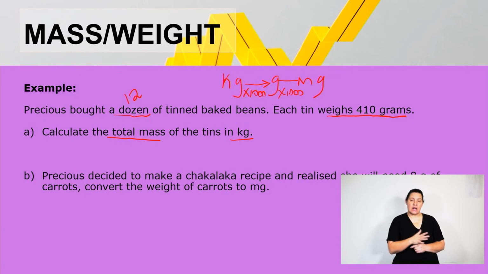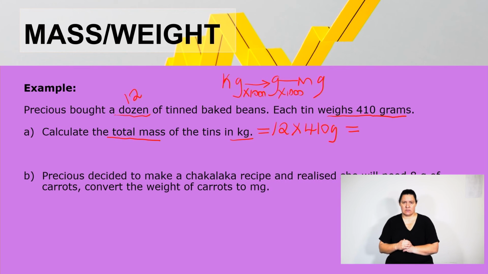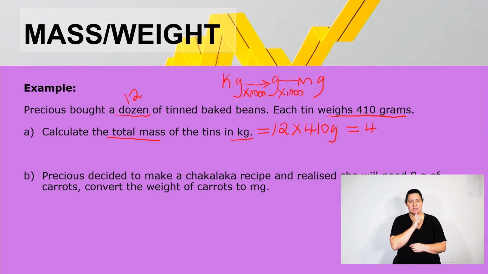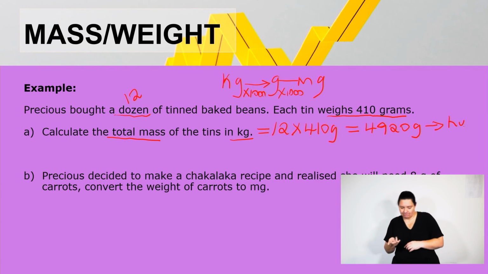So they want us to calculate the total mass in kilograms. Let's start first by determining how many grams that will be. She bought a dozen. It means she bought 12 tins of baked beans. So we multiply by the mass of one tin. So we're going to say 12 multiplied by 410. We get 4,920 grams.